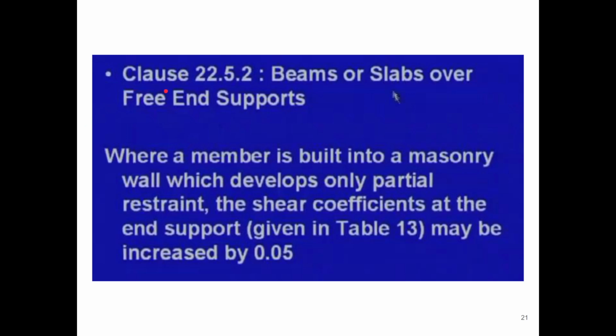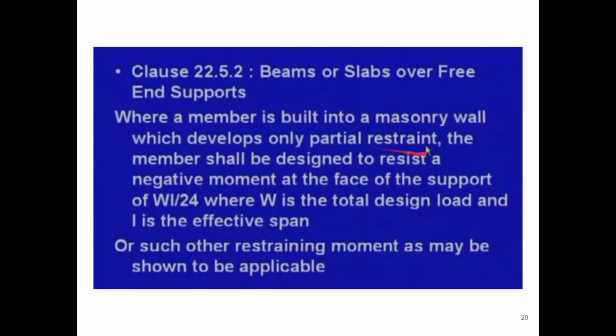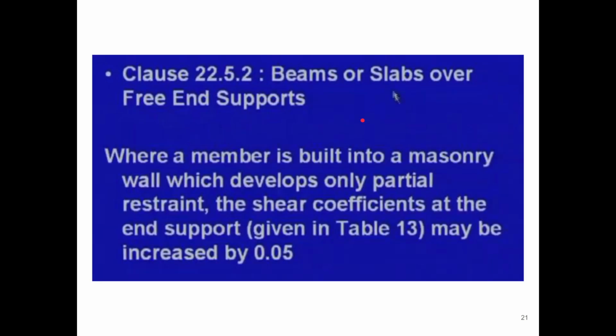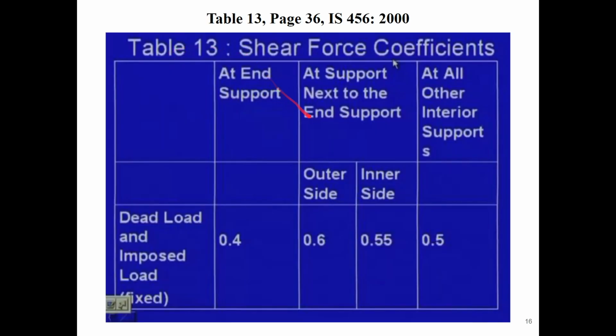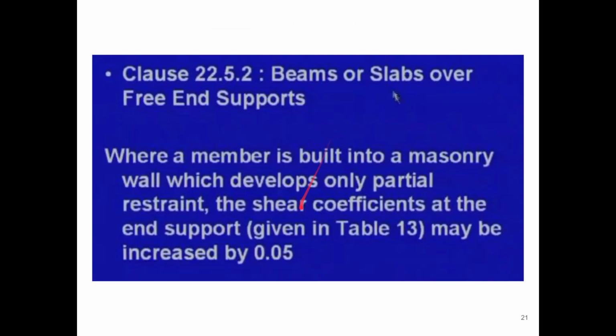Again, as per clause 22.5.2, beams or slabs over free end supports, continuing: where a member is built into a masonry wall which develops only partial restraint, the shear coefficients at the end support given in Table 13 may be increased by 0.05. So this was Table 13. The shear coefficient at the end support may be increased by 0.05.